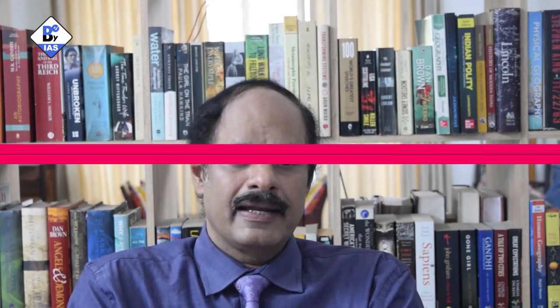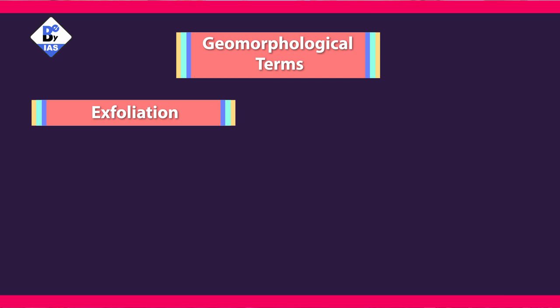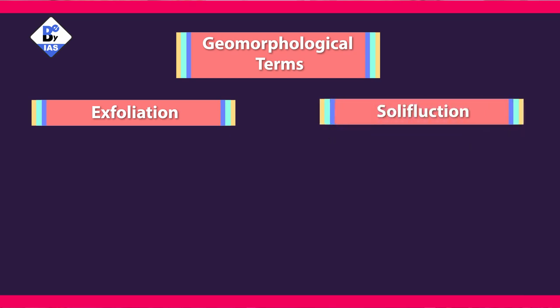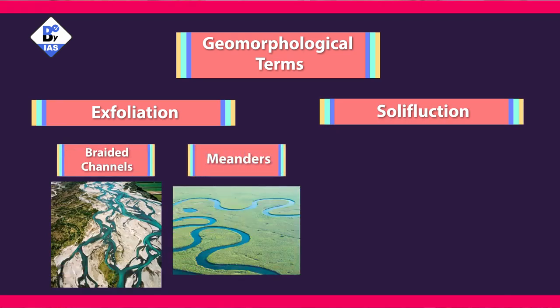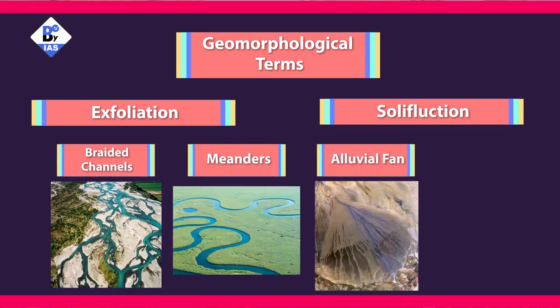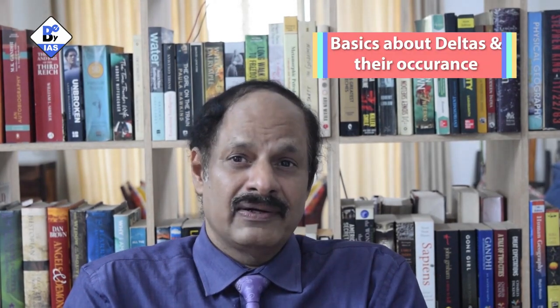Also, try to understand geomorphological terms like exfoliation, solifluction, and the differences between braided channels and entrenched meanders, alluvial fans and deltas. There could be a cross-cutting question on deltas. Why are there more deltas on the east coast, whereas there are not many deltas on the west coast? It's because of the tilt.